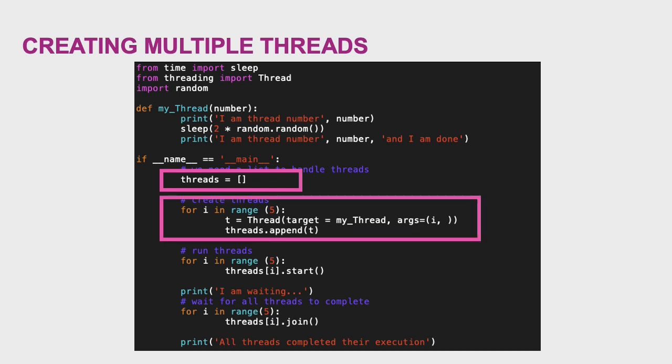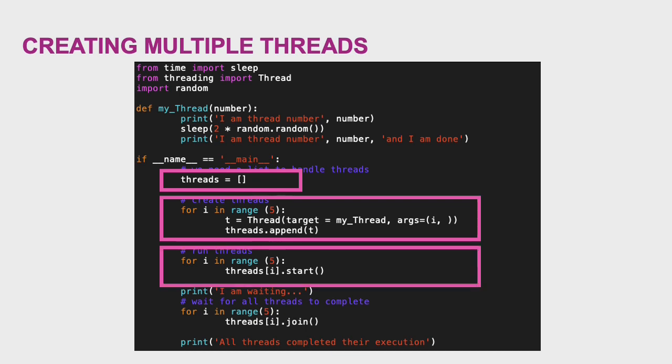Then let us consider this for cycle. We have 5 iterations, and for every iteration we create a new thread and we append the thread to the threads list. What's next? After we have created threads, we must run them. And in order to do so, we have to invoke the start method.